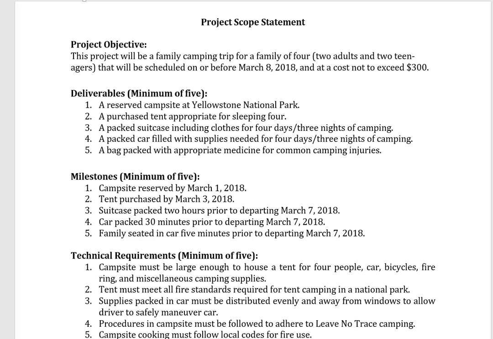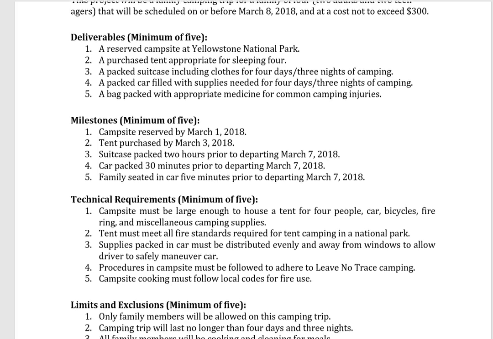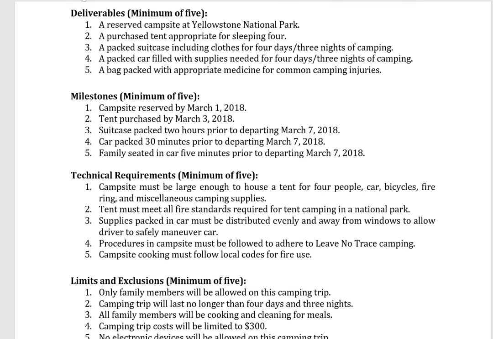And then the how much, and this one says not to exceed $300. So their camping trip's not going to cost them more than $300. So right away we know a very important section on the project scope statement: the what, the by when, and the how much. The next section is that deliverables section.